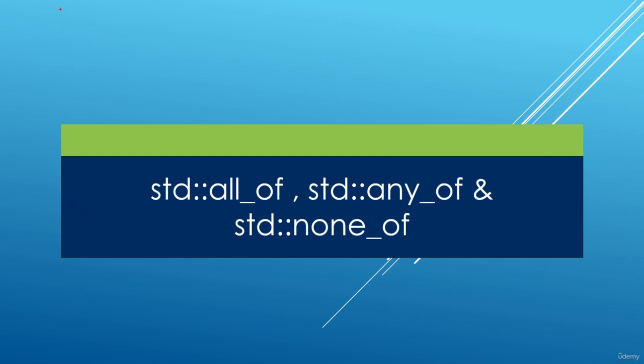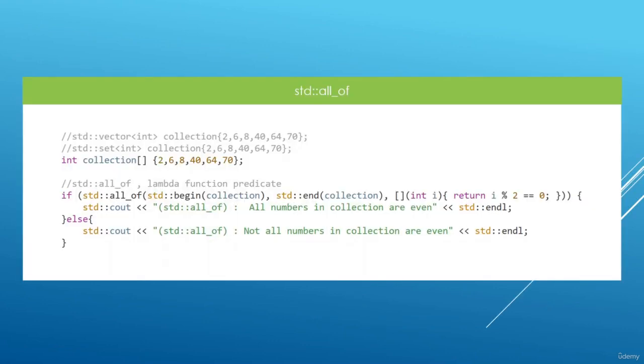In this lecture, we're going to learn about a bunch of algorithms that we can use to check and see if something applies to all of the elements in a collection, any of the elements in our collection, or none of the elements in our collection. Let's look at a simple example to really drive this home.